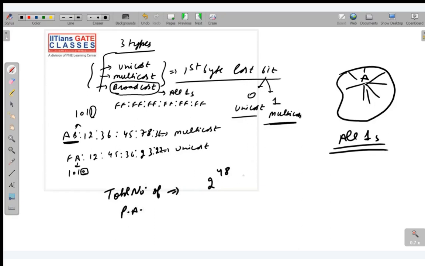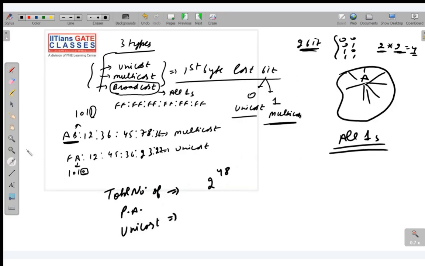Why? Because 48 bits means 2 power 48. Like if 2 bits are there, how many addresses are possible? 00, 01, 10, 11. How did you get it? 2 power 2. Similarly, here 2 possibilities, here 2 possibilities, 2 into 2, that's why 4. If we have 48 bits, then 2 into 2, 48 times, so that is 2 power 48. Total number of physical addresses is 2 power 48. Okay, so how many of them are unicast?